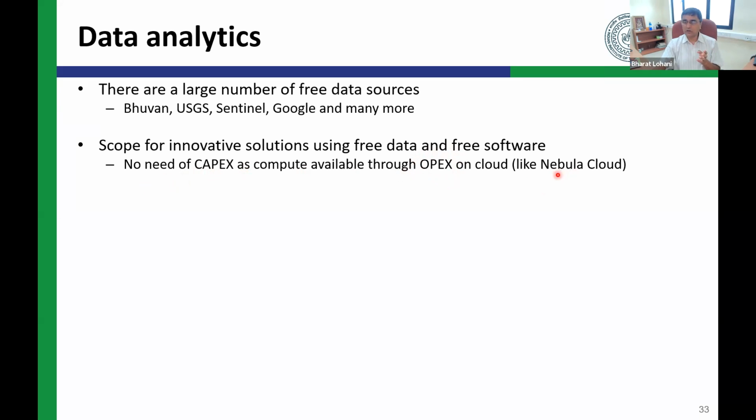So for example, there is a wonderful platform, Nebula Cloud. Nebula Cloud is an Indian platform created by an IIT Kanpur alumnus, Venkat. This platform provides you access to any kind of compute requirement. For example, if you are doing deep learning and you want to train your model, you need a 64 GB GPU. Well, you don't have that machine. That machine will cost you 20 lakh. So how to manage it?